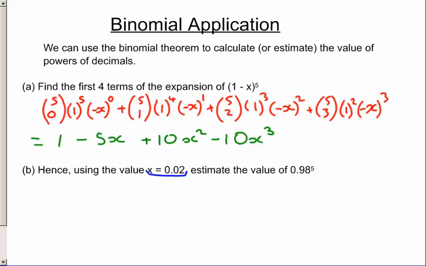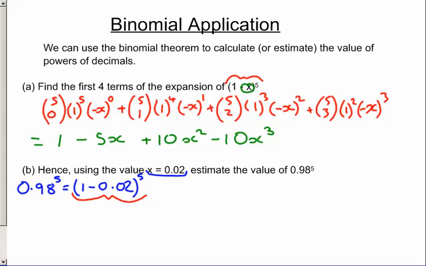Now this works because 0.98^5 is equal to (1 - 0.02)^5. But this 1 minus a number to the 5 is the same as our expansion that we did in part A. So every time we saw x, we can replace it with 0.02 because instead of x, we're using the number 0.02. So we can use this to do an estimate.